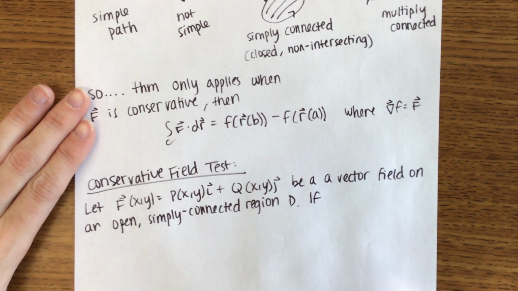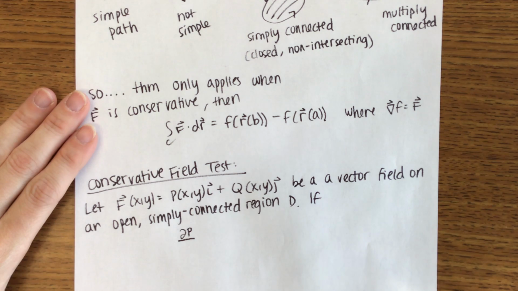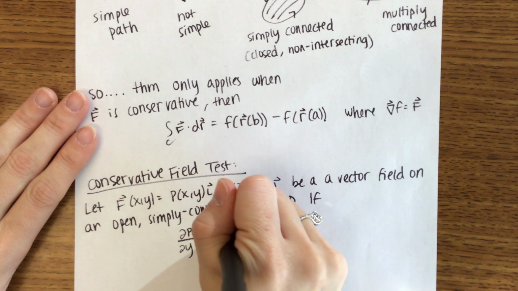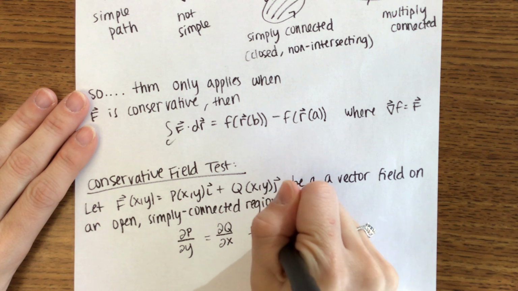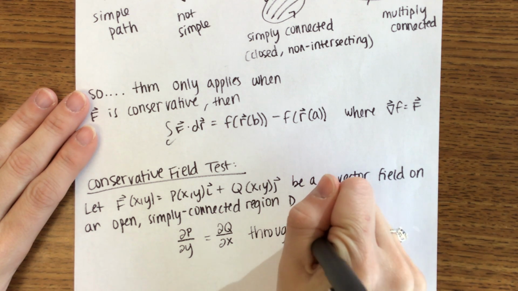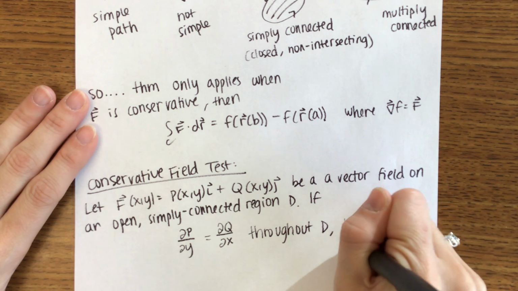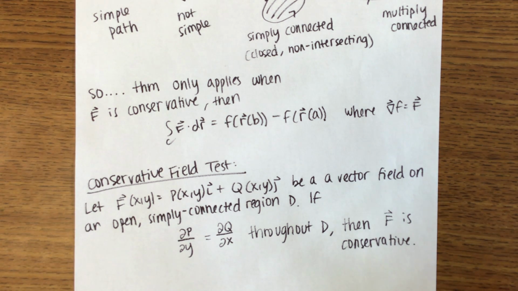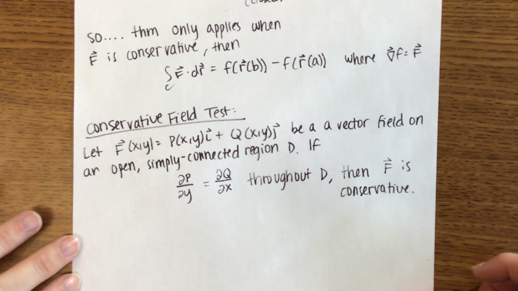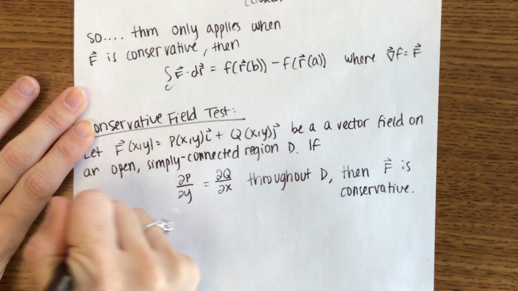Here's how you know if it's a conservative vector field. If you take the partial of P with respect to y, take the partial of Q with respect to x, and they are equal throughout D, then we say that big F is conservative. In which case, we can use the fundamental theorem for line integrals.